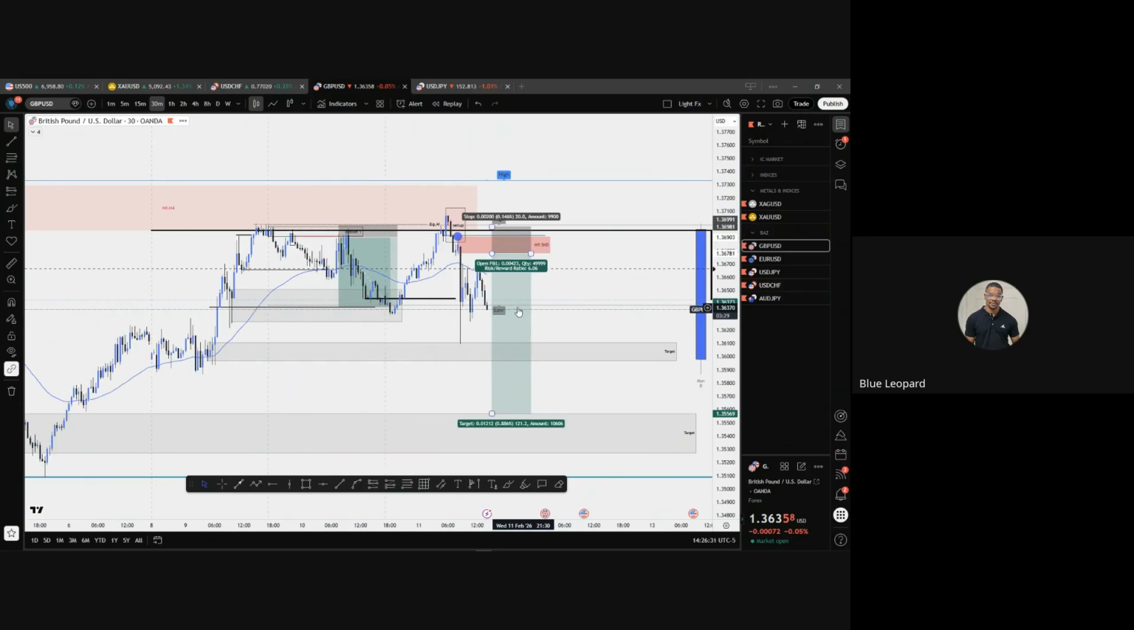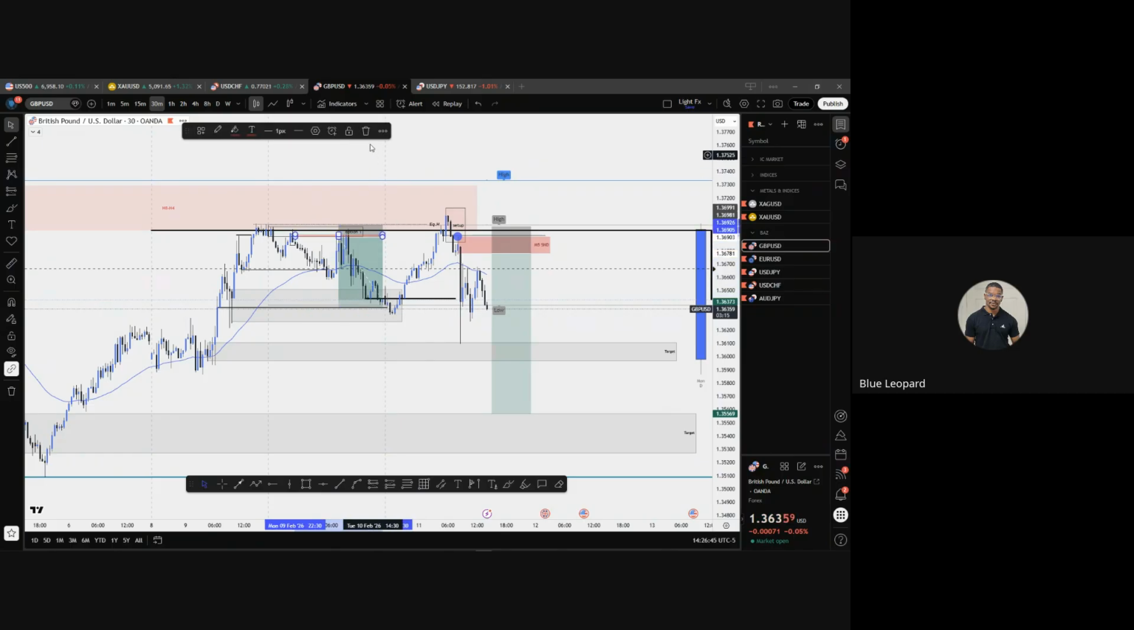The part that is more tricky is to select the best setup. That's all. And for that, you have to know how to read liquidity. And I have a video on liquidity already on YouTube right now, so you can just go watch that video and it will help you understand liquidity.